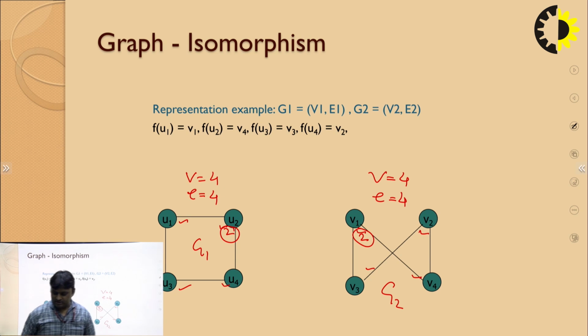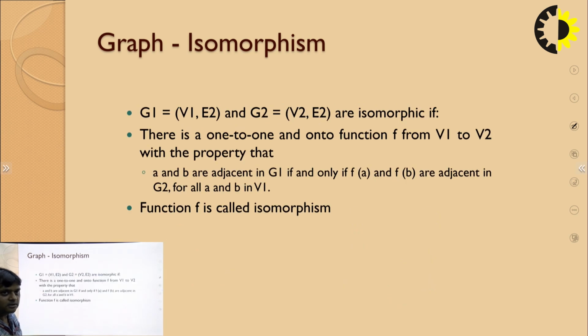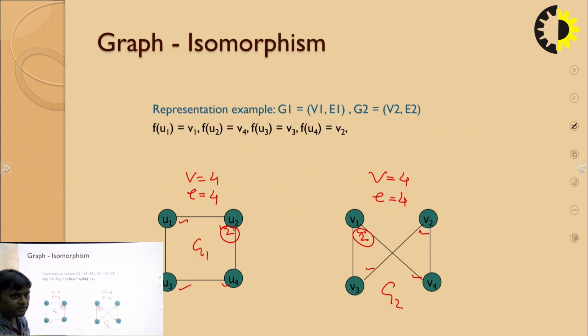Then as per the definition, a one-to-one correspondence also exists, meaning each vertex is connected with a vertex of the same degree in the other graph.